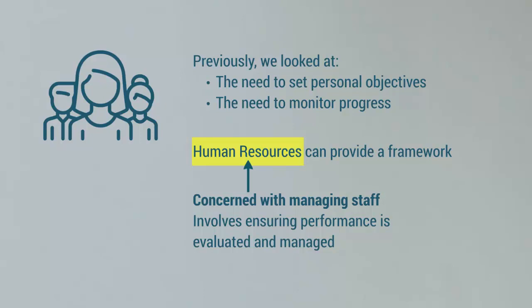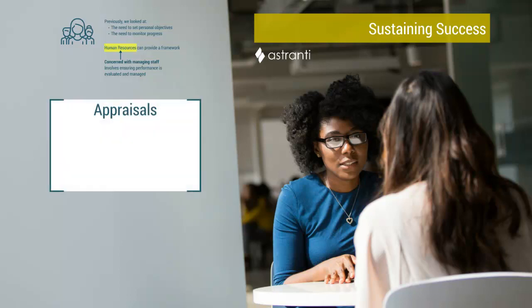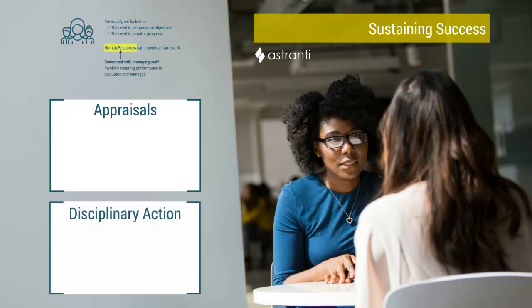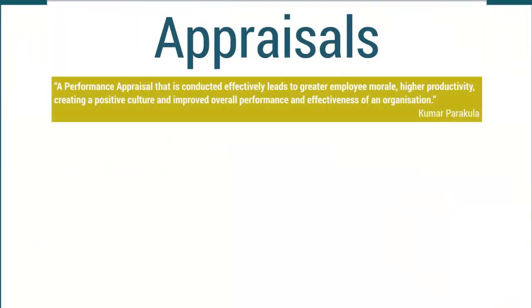So what we're going to look at in this video are a range of human resources processes that you can use relating to managing performance of individuals on your team and monitoring performance. We're going to look at appraisals first of all, how to use them, how they can be effective, some of the limitations of appraisals, and we'll also look at disciplinary action when that's appropriate and what it should be used for.